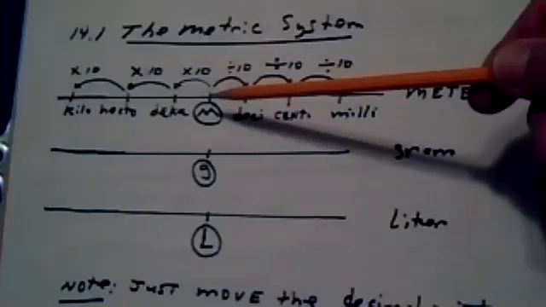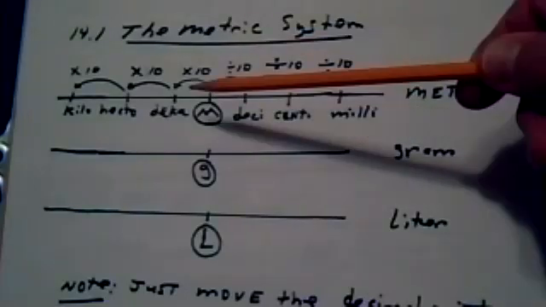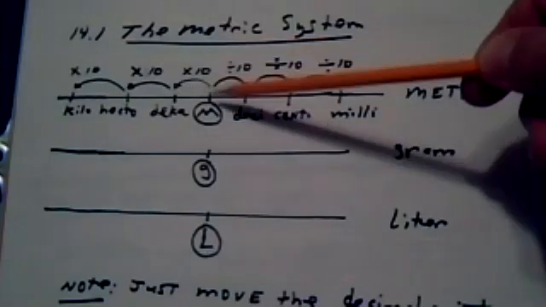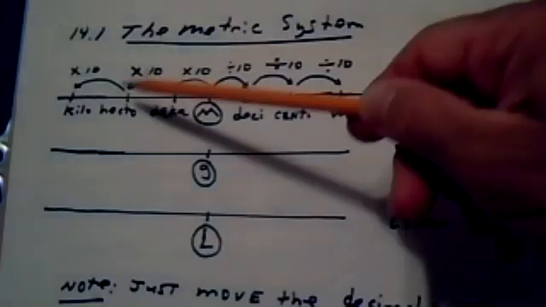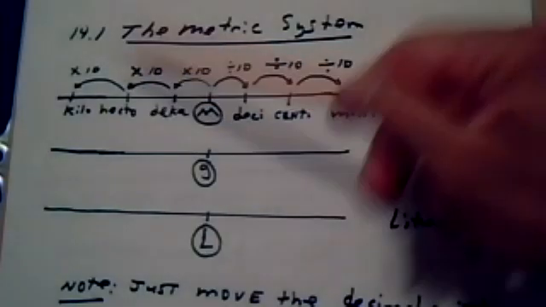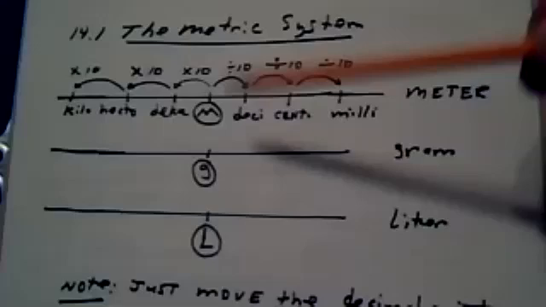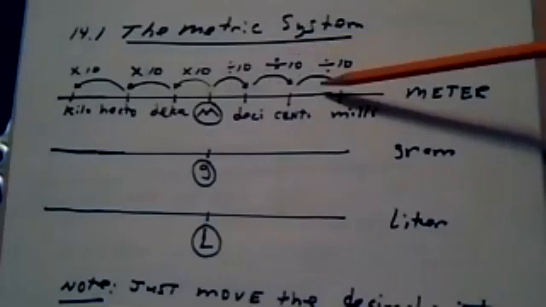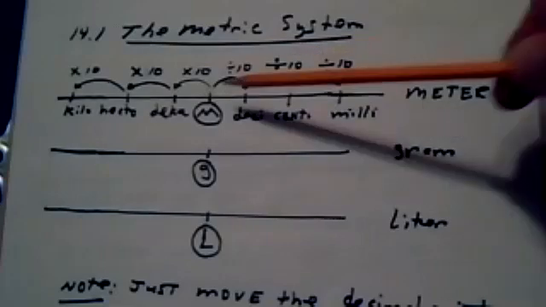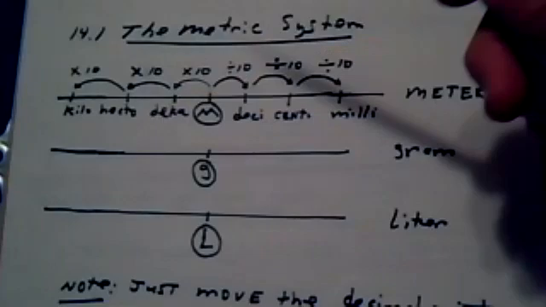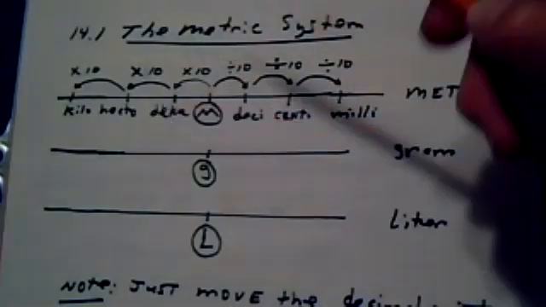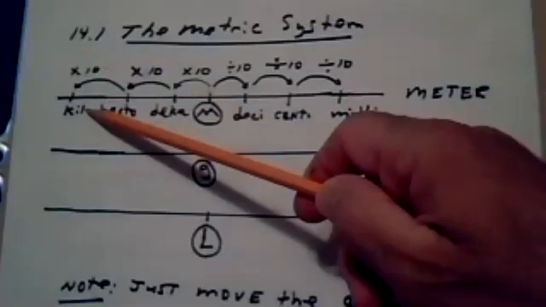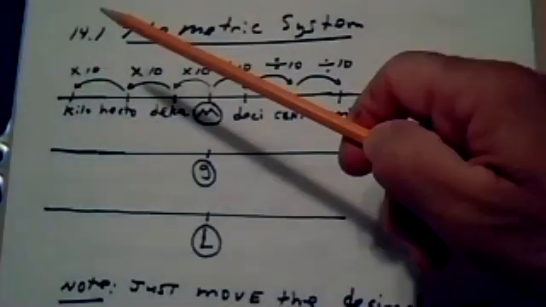If you move in that direction, every little hop counts for a times 10, times 10, times 10. If you go in this direction, it's divide by 10, divide by 10, divide by 10. So 1 decameter is 10 meters. 1 hectometer is 10 decameters. 1 kilometer equals 10 hectometers. You do the same with all of these. Just move the decimal.